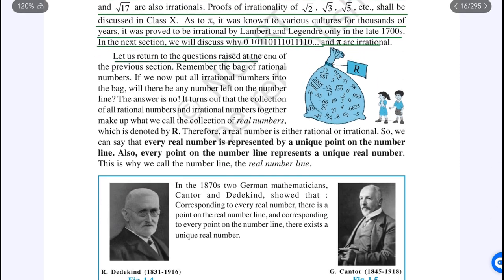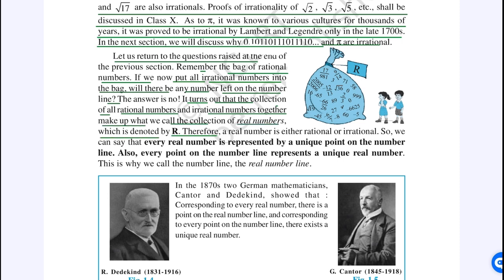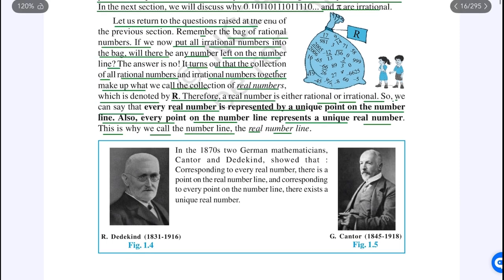Let us return to the question raised at the end of the previous section. Remember the bag of rational numbers. If we now put all rational numbers into the bag, will there be any number left on the number line? The answer is no. It turns out that the collection of all rational numbers and irrational numbers together make up what we call the collection of real numbers, which is denoted by R. Therefore, a real number is either rational or irrational. So we can say that every real number is represented by a unique point on the number line. Also, every point on the number line represents a unique real number. This is why we call the number line the real number line.